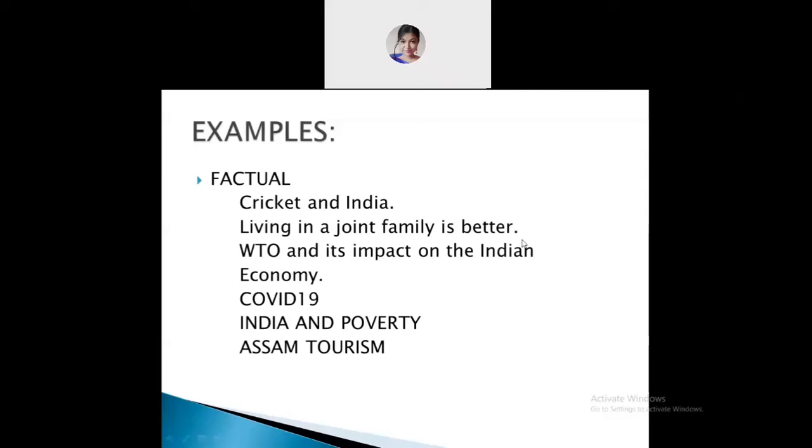Then next is WTO and its impact on the Indian economy. Now, again, this is a factual specific topic, because it is related to a specific organization and how it has impacted the Indian economy. Next examples are COVID-19, India and poverty, Assam tourism. So these are some of the examples of factual topics which are related to reality, to realistic events. These are the factual topics.